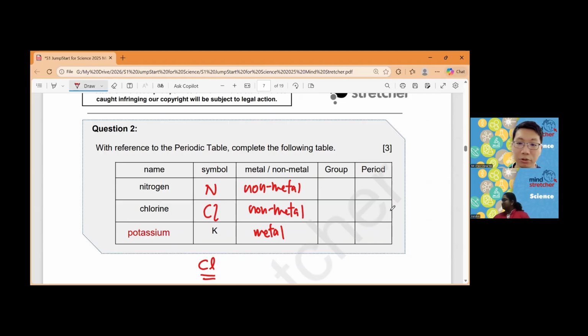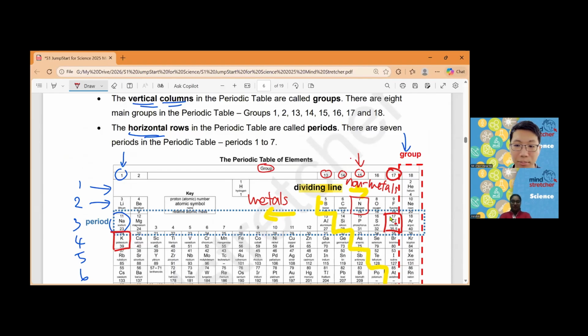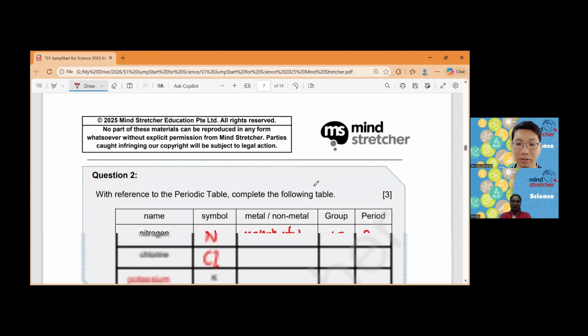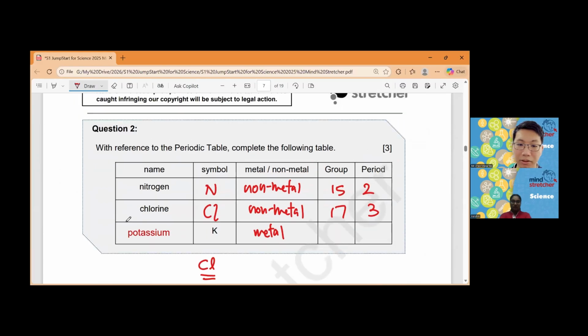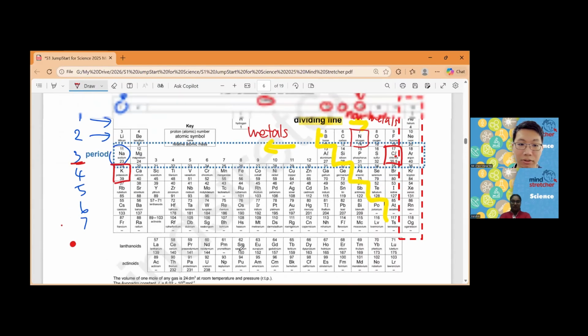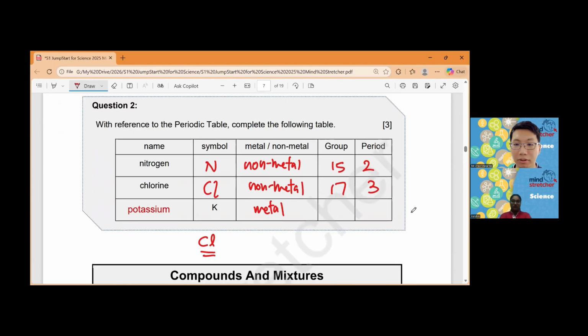Just like I went through nitrogen, nitrogen is in group 15, period 2. So for chlorine, let's go through chlorine. Chlorine is in 17. You can see, right? It's right below 17. And take note, this is period 3, not 2. So period 3. 17 and 3. And for potassium, it is group 1, period 4. Okay? Group 1, period 4. Did you get it right?